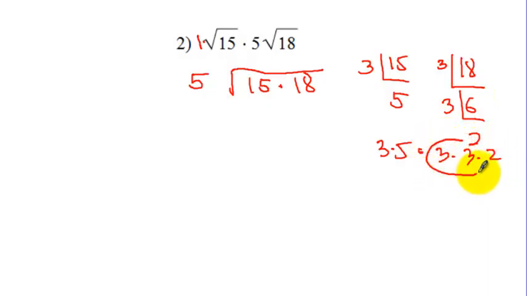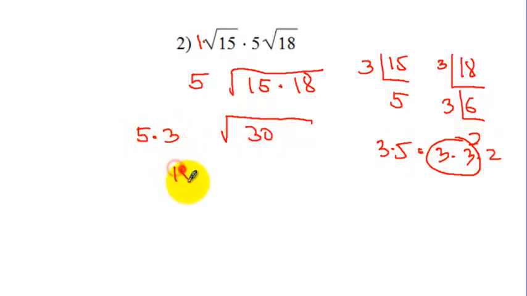Now I have a pair here. Okay, this is actually 9. So when you take square root of 9, it will become equal to 3. So 3 will go outside the radical sign. Now I have 3, 5, and 2. Now these remaining prime factors, we just need to multiply these three numbers. So 3 times 5 is 15 times 2 is equal to 30. So 5 times 3 is 15, the square root of 30.